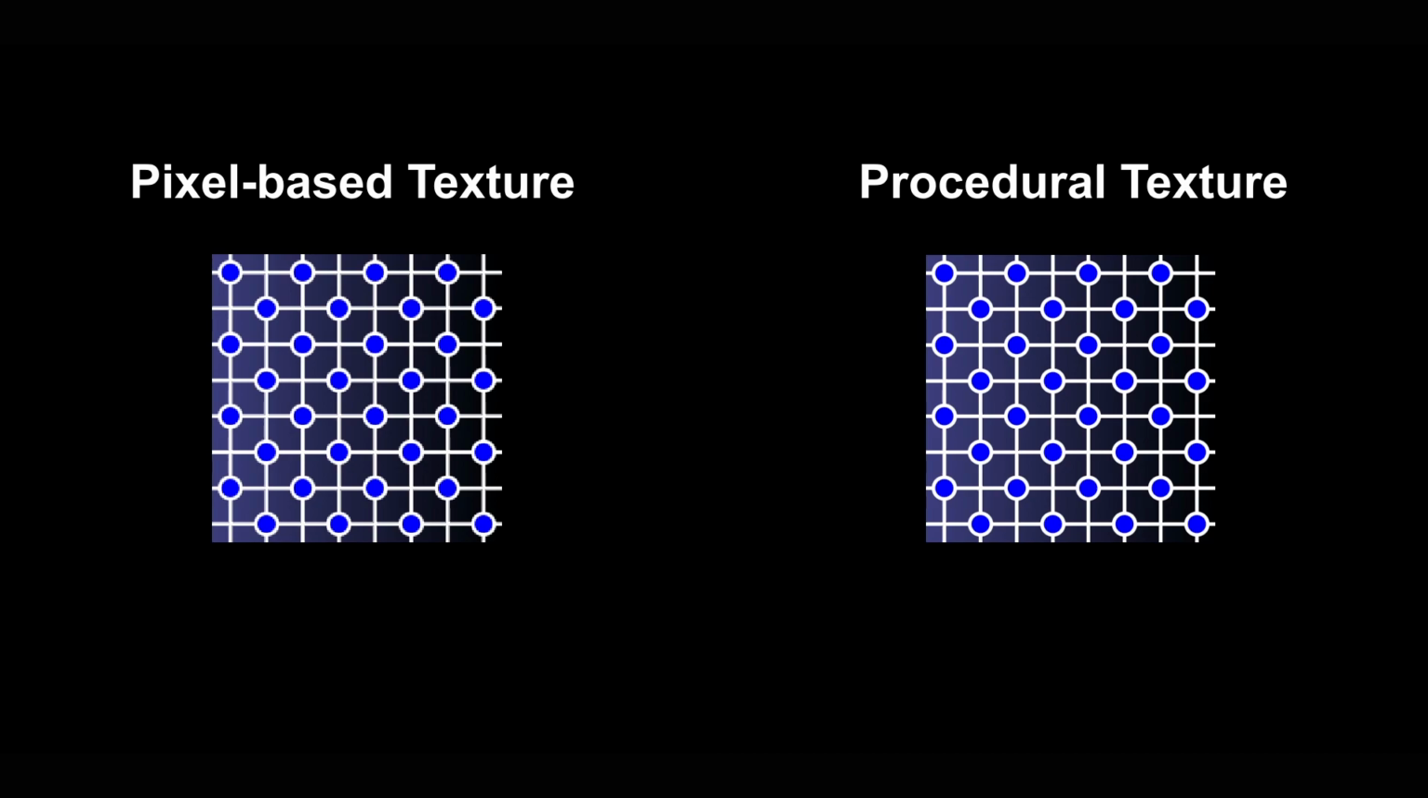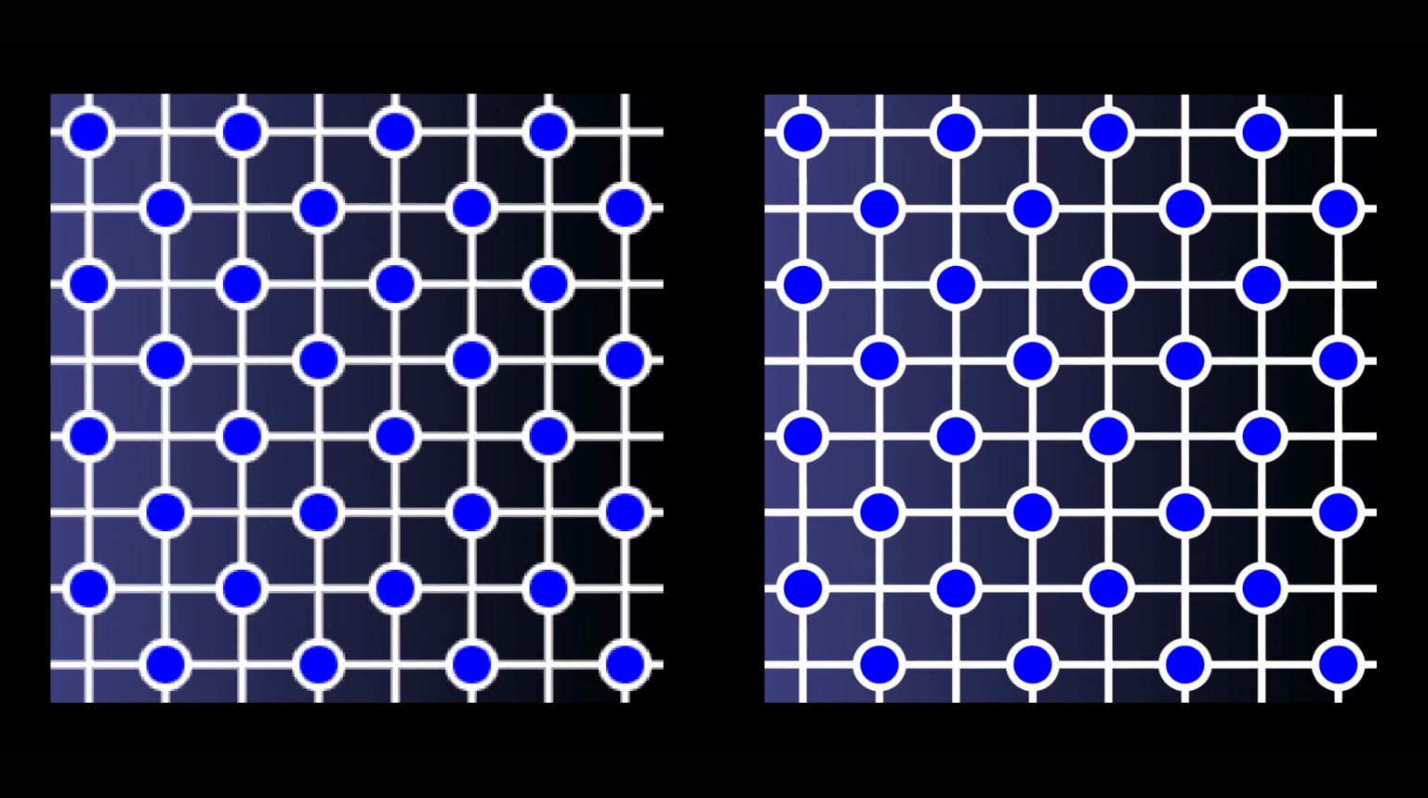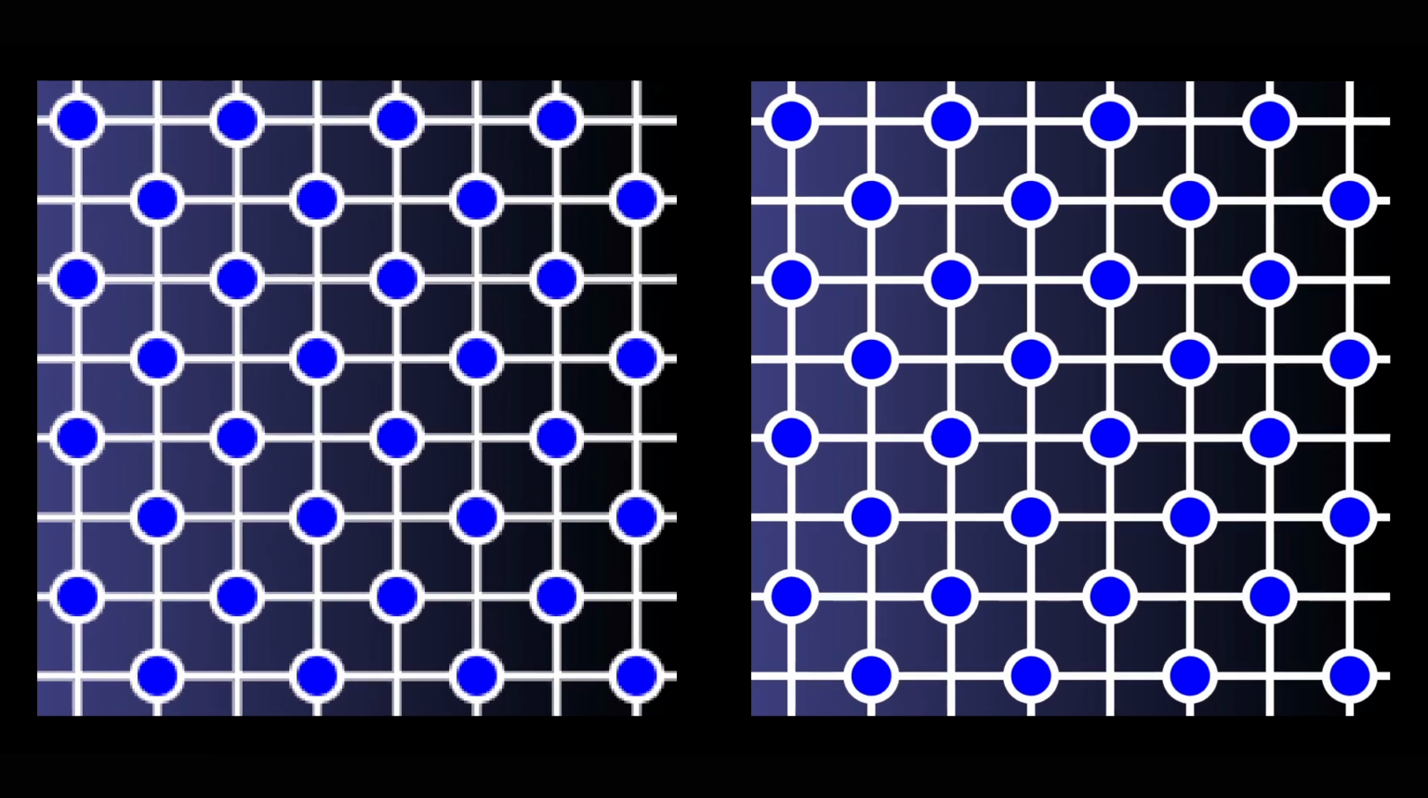Secondly, we don't have to worry about the resolution of the texture. This is demonstrated by the shown example. On the left, you see a pixel-based 2D texture, and on the right, a procedural texture. When we zoom in, the individual pixels become visible on the left. The procedural texture on the right has an almost infinite resolution that is only limited by the floating point precision. No MIP maps and texture filtering are required.